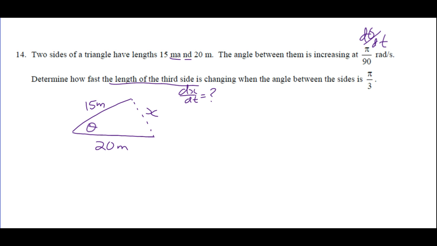Got two sides and the included angle. There's a law about that: the cosine law. So we're going to use the cosine law. Here's our relation. The cosine law says that x squared is equal to 15 squared plus 20 squared minus 2 times 15 times 20 times the cosine of theta.